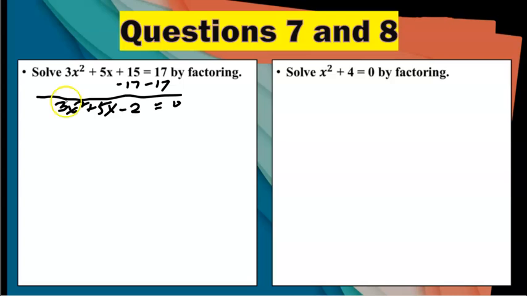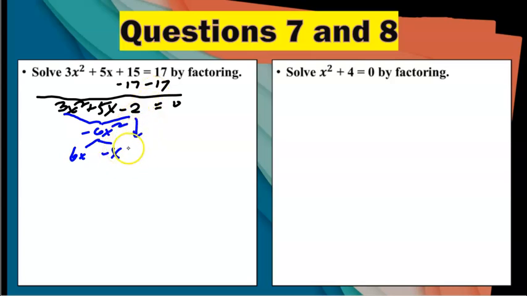Now because I have a leading coefficient bigger than 1, I'm going to use the AC method, which means I'm going to take my A and take my C and multiply them, and I get negative 6x squared, and that's going to be my new C. So now I got to think, what do I multiply to get negative 6x squared, but add them together gives me a positive 5x. That would be a positive 6x and a negative 1x.